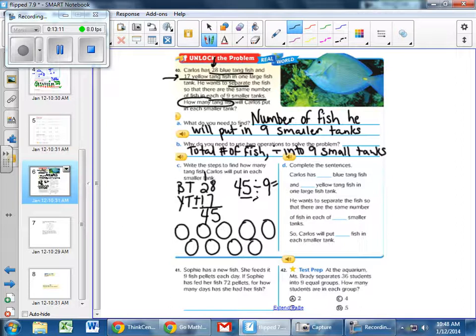equals 5. Okay? So completing the number sentence, Carlos has 28 blue tang fish, and he had 17 yellow tang fish and 1 large fish tank. He wants to separate the fish so that there are the same number of fish in each of, how many smaller tanks did he have? The 9. So Carlos will put how many fish in the smaller tank? He'll put 5 in each one of those.